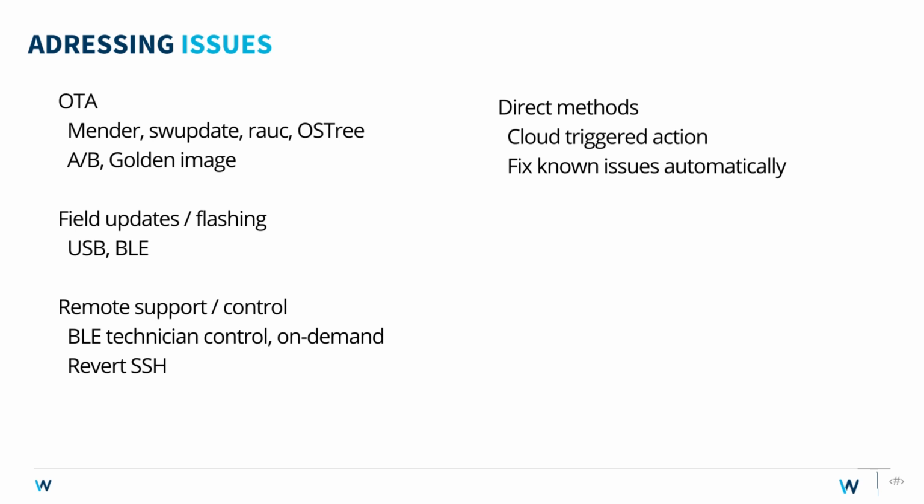Supporting field updates is super convenient. USB can be done again with all of these, where instead of pulling from the cloud, you're just enabling that through USB, with still the same way to secure it. Bluetooth is another great way to do that locally. You can enable ways to connect remotely. So we're talking, for example, reverse SSH, dedicated BLE attributes.